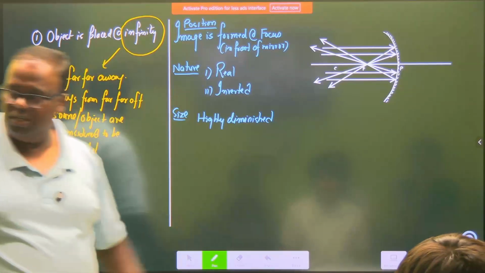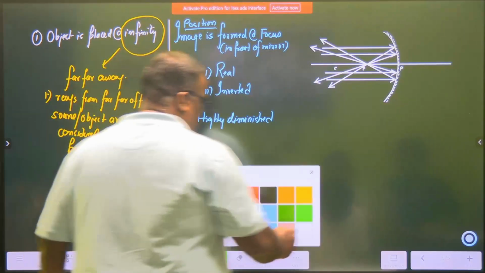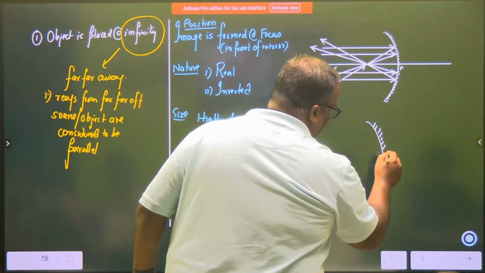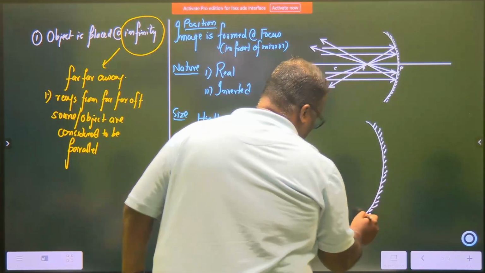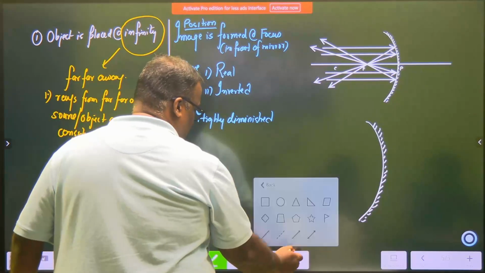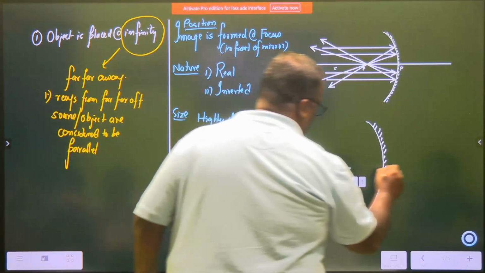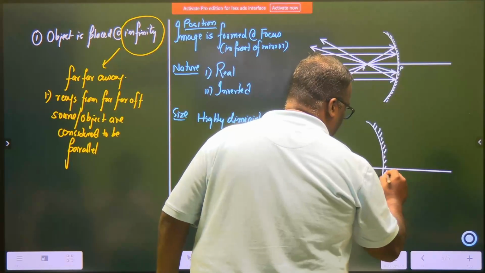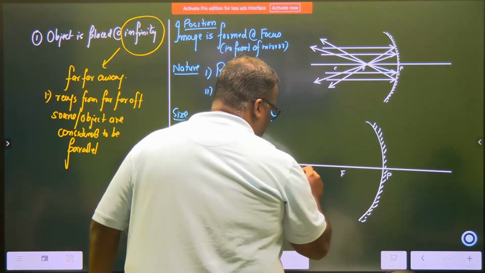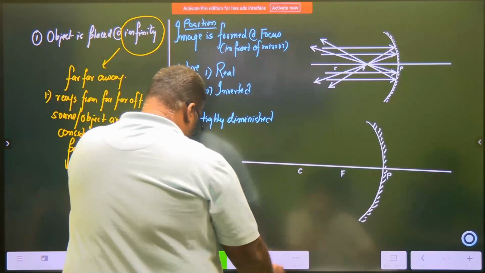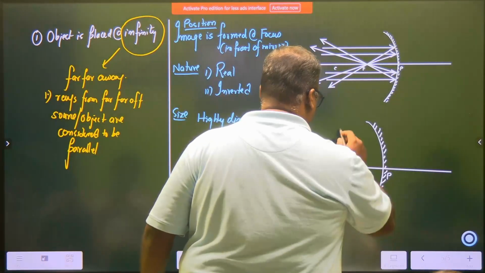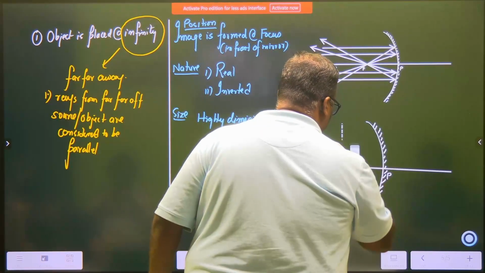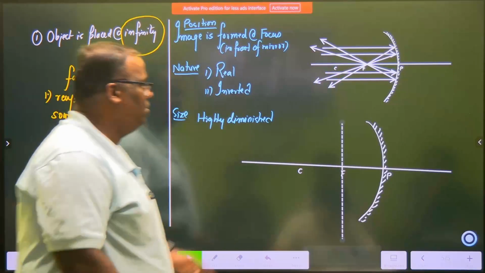Shall we see why it is inverted? Okay, let's see why it is inverted. Your wish. If you want, you can make this diagram. And if you think, sir, I have understood, you may not. Okay, so this is my pole, this is my focus, and this is my center of curvature. We learned about something called the focal plane. When will it be useful? It will be useful now. I'm not using the focal plane yet.